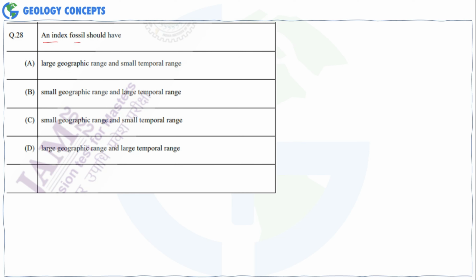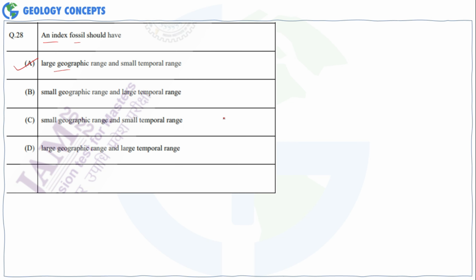The next is: index fossil should have. Index fossils are something which can specifically tell you about a particular rock or particular stratigraphy. Hence they should have a large geographic range and small temporal range. They should not have a large temporal range, otherwise it would be very difficult to find all of the fossil in just one stratigraphy or one strata. Hence the correct answer here will be A, that they should be present globally all over the world if possible, and in just one small time period.